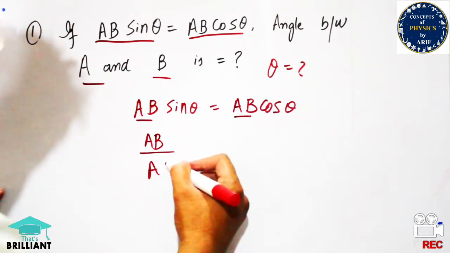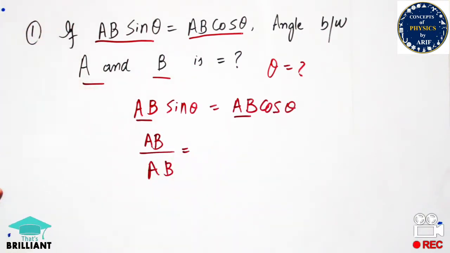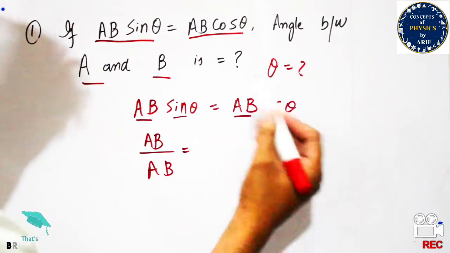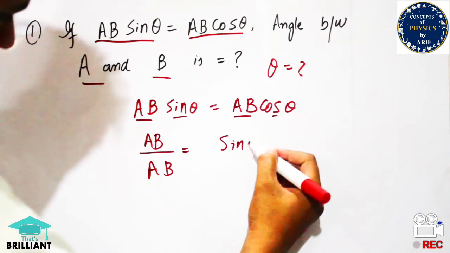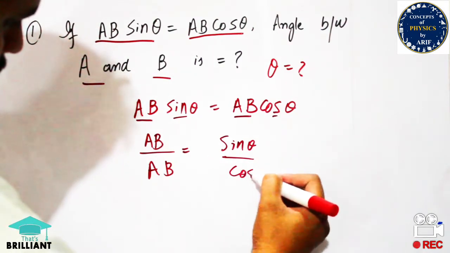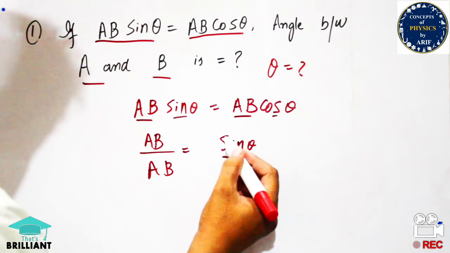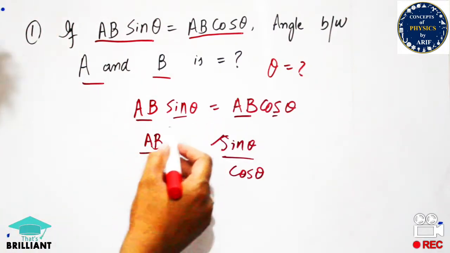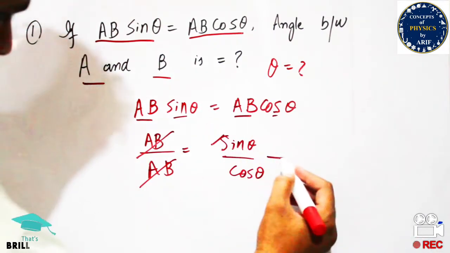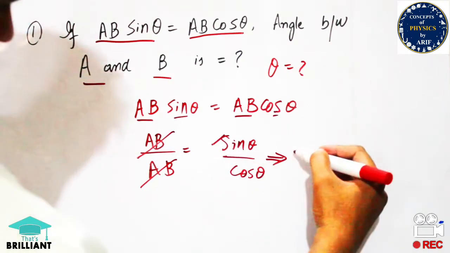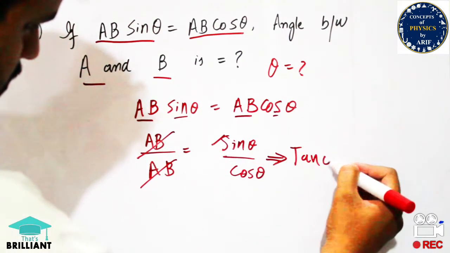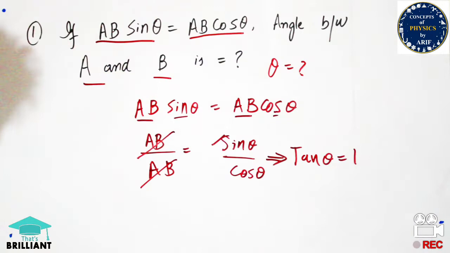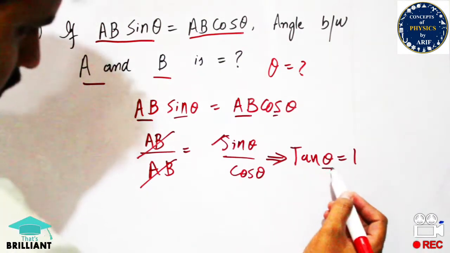So AB will be replaced with this side, and it will be in the form of AB over AB, and sin theta over cos theta. Sin theta over cos theta becomes tan theta. So AB can be cancelled out. From AB the answer will be 1, and sin theta over cos theta is tan theta. Tan theta is equal to 1, so from this expression theta can be calculated.